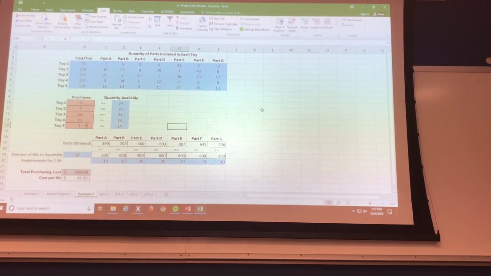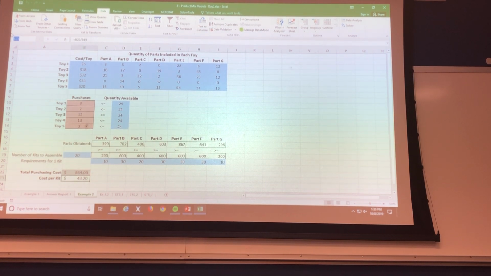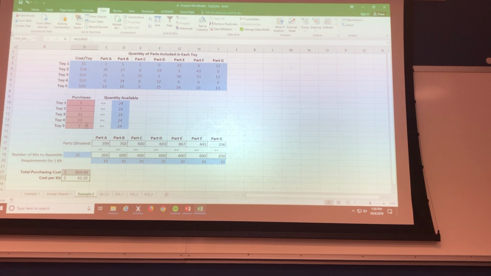Since that's going to be my output cell, I'm going to name it. I'll put this up here: cost underscore per underscore kit. Something like that. I just want you to get in the habit of naming these output cells. It'll help you so much, especially on two-way solver tables.